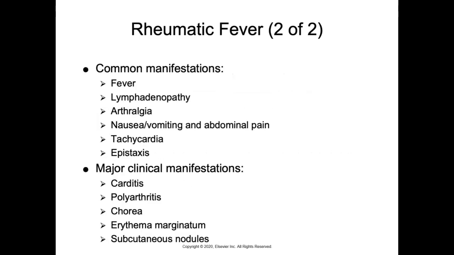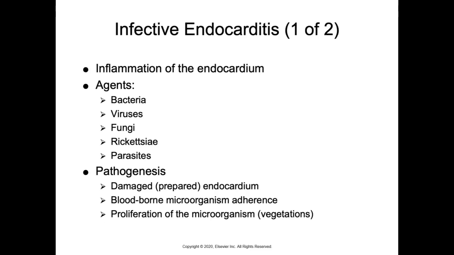So some common manifestations, of course, are going to include fever, as it's in the name, lymphadenopathy, arthralgia, nausea and vomiting, abdominal pain, tachycardia, and epistaxis. And then our major clinical manifestations will include carditis, polyarthritis, chorea, which, if you remember, is involuntary unpredictable muscle movements, erythema marginatum, which is going to be a reactive inflammatory erythema that we usually see due to this fever, and then subcutaneous nodules.